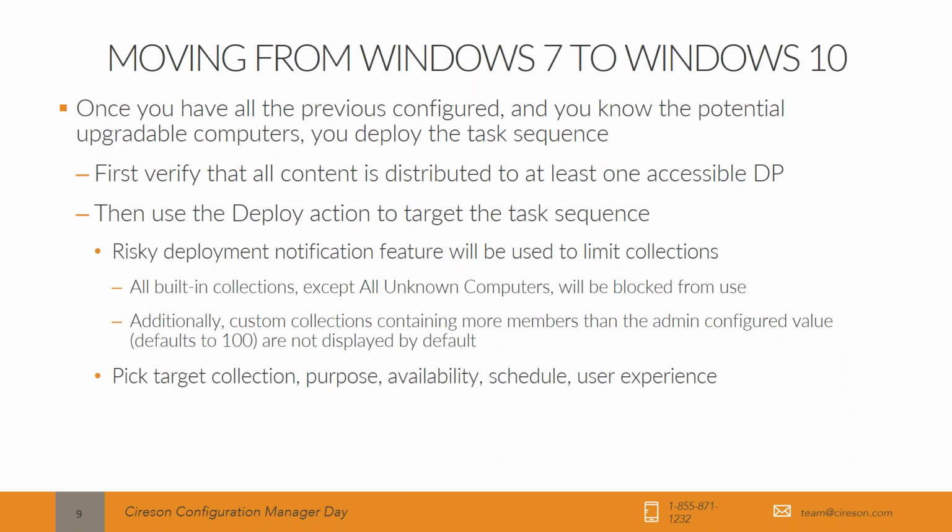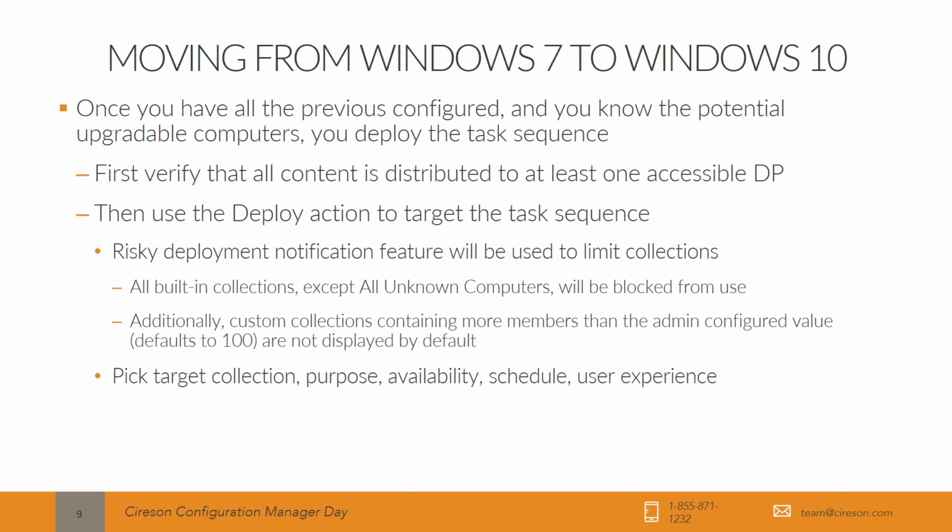And then I think this is my last slide, then we'll jump into a demo and I'll show you some of this stuff. So once you've done all that other stuff and you've now figured out what clients you can upgrade or how you want to deploy a task sequence, then you can go ahead and do your work. So verify that all the content that you're going to be making available to these clients has been distributed to at least one accessible distribution point that the clients will have access to. Then use the deploy action to target that task sequence to your targets.